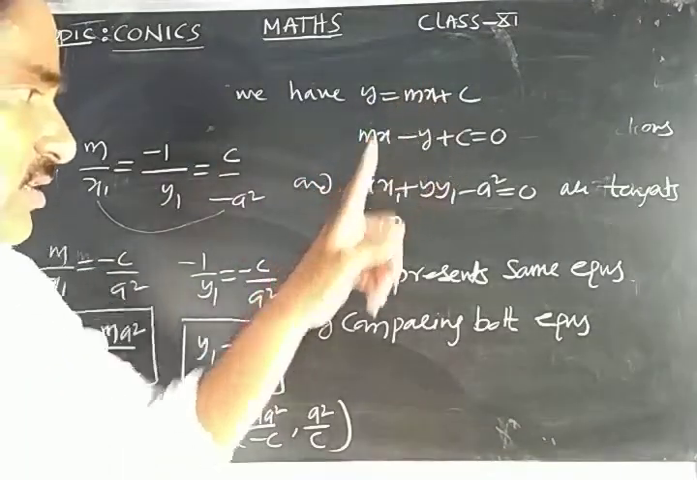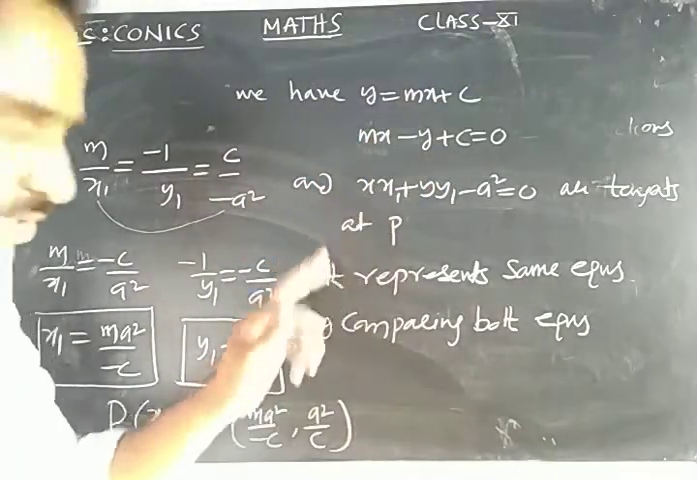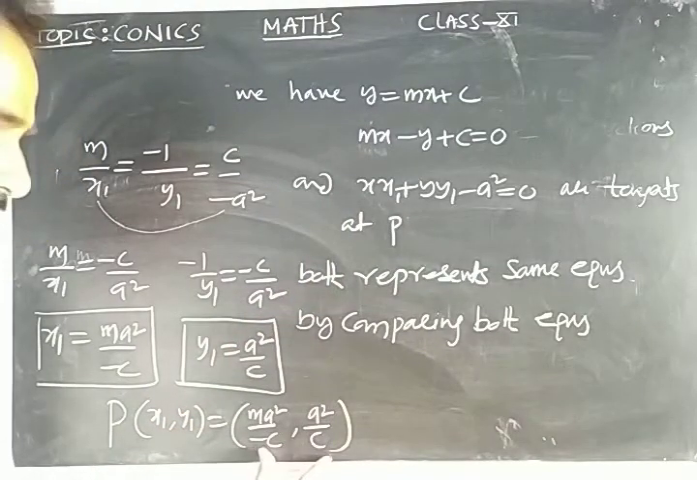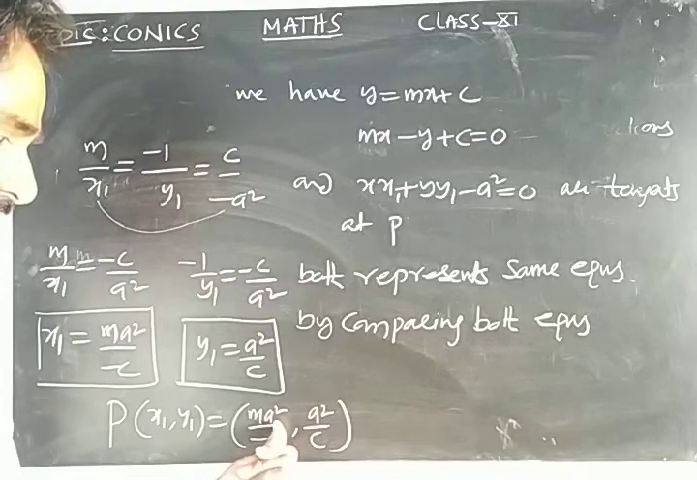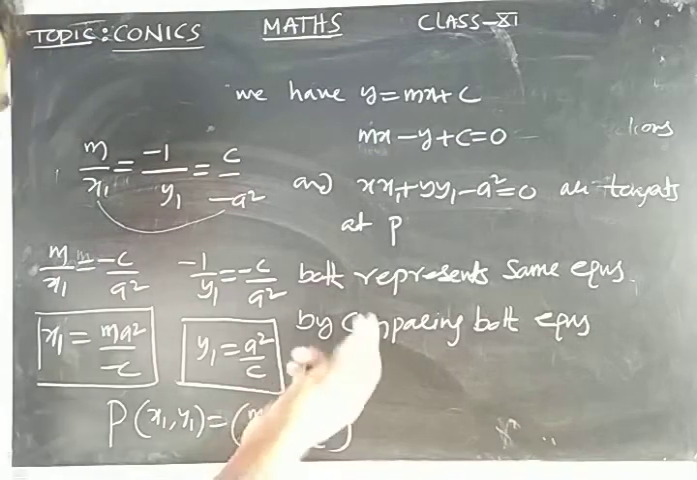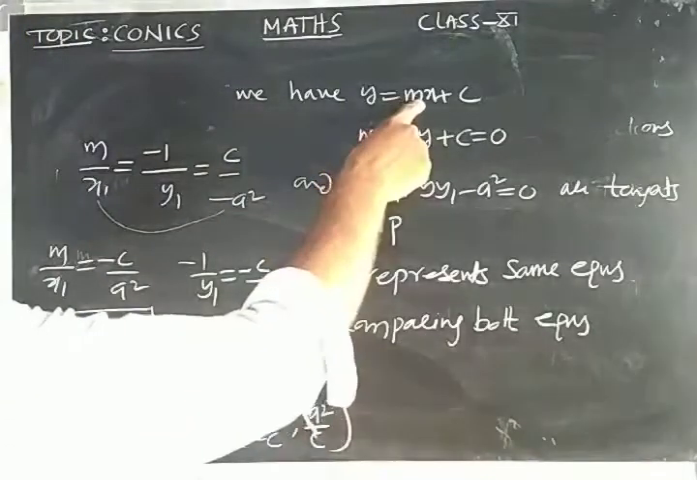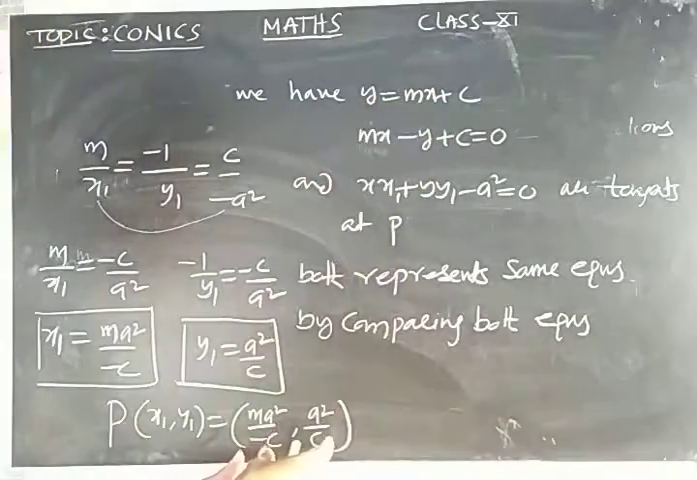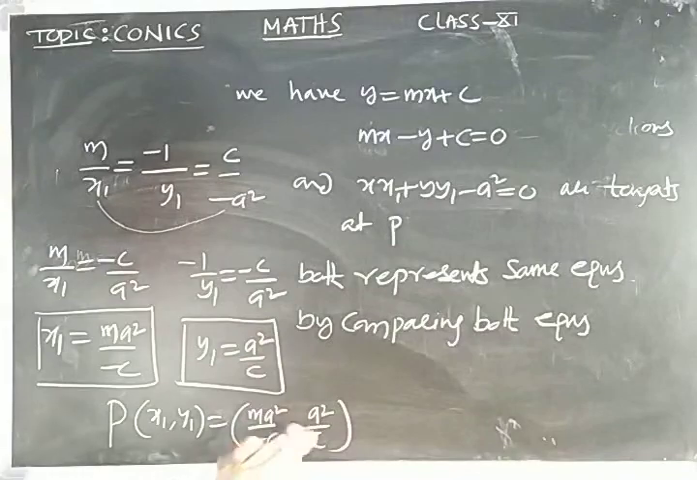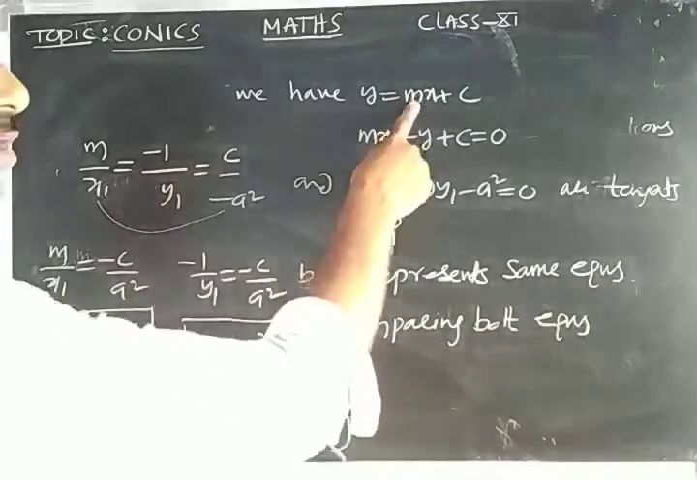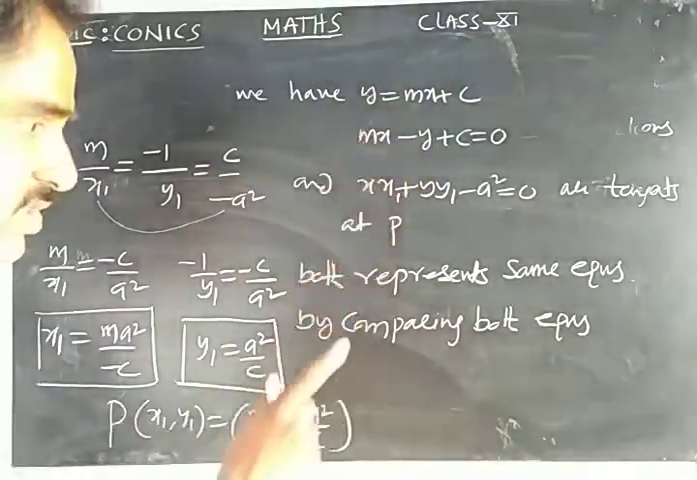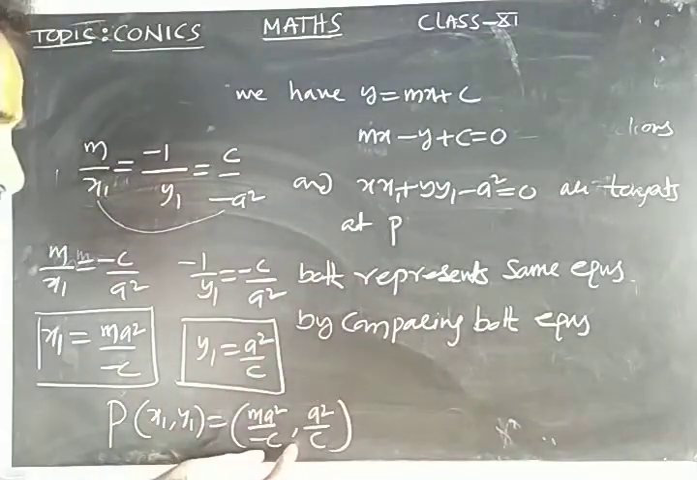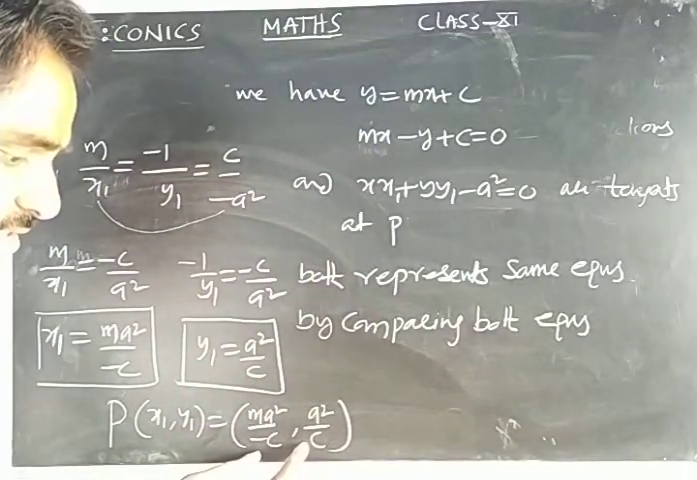If you know the tangent equation and the circle equation, you can find the point of contact using this formula. You should remember a square is what you can get from the circle equation. M is the x coefficient, c is the constant in the straight line. Using those values, you will get the point of tangency. The circle equation is x square plus y square equal to a square. Then you can find the point of contact using this, right?